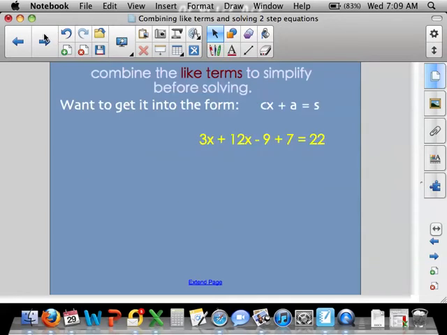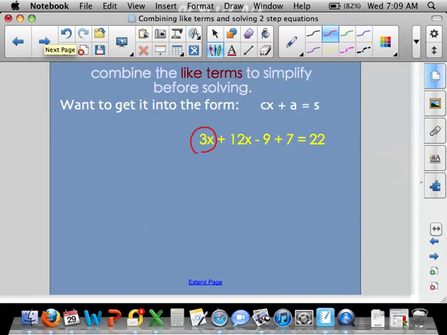Okay, combining like terms means combining terms that can be combined. Like terms are terms that have something in common. For instance, here we have a 3x and a 12x, which is similar to 3 bags of money and 12 bags of money. So we can combine these together to make 15x, and then we can combine that negative 9 and the positive 7 in order to create negative 2.